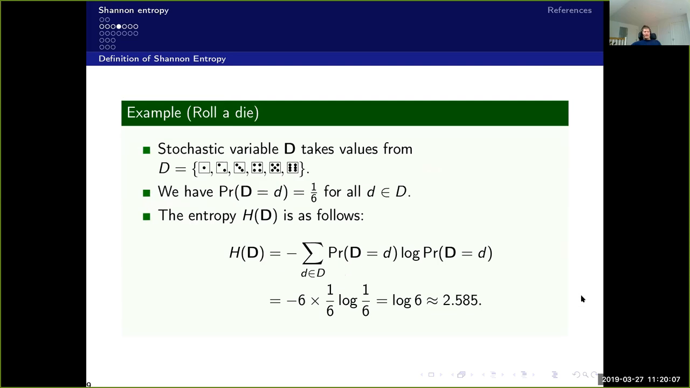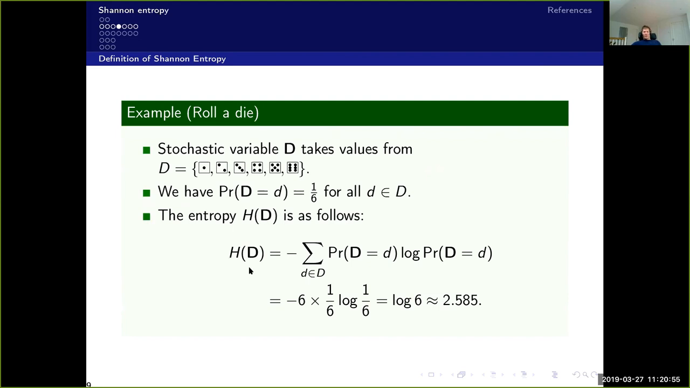So let's look at another example then. We have this stochastic variable D, which is the roll of a die. The possible outputs that we can have are the face of the die, so 1, 2, 3, 4, 5, and 6. So it's a normal die. And we also have the probabilities that we normally assume for a die, equal probability for each side. So no matter which side turns up, there's a 1/6 probability that it happens. Now we can compute the entropy of the die roll, so the stochastic variable D here.